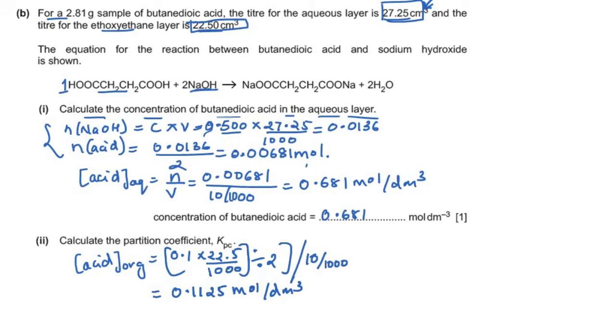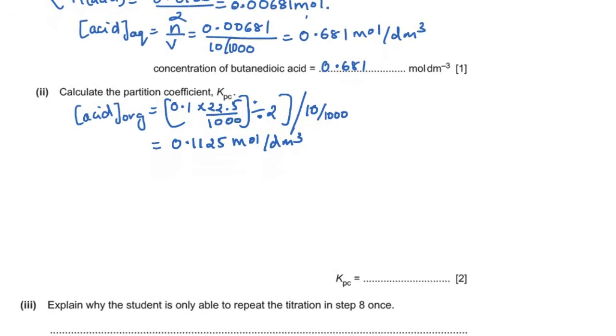Now Kpc, if you want to calculate the Kpc, we need to divide both of these concentrations, that is Kpc of concentration of the butane dioic acid in organic layer, that is 0.1125, divided by the concentration of butane dioic acid in aqueous layer, which is 0.681, and so we get the answer as 0.165.